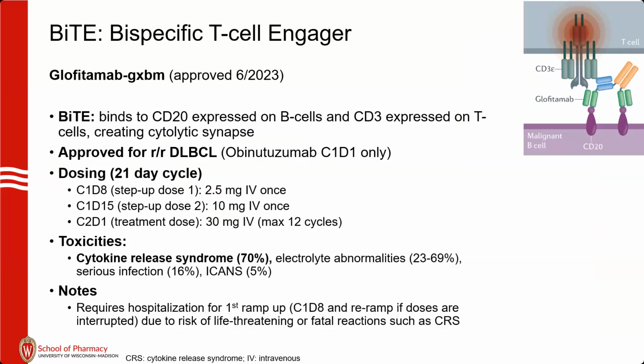And then very quickly, the bispecifics for the B cell population. So glofitamab is a bispecific that targets CD20 on B cells, same CD3 on the T cells. It's approved in the relapse refractory setting for diffuse large B-cell lymphoma, where your patient will receive obinutuzumab day 1, and then after that, it's just glofitamab going forward for these patients. It's an IV product that has a black box warning for cytokine release and also requires hospitalization for that first dosing and re-ramping if therapy is held on the outpatient side for any reason.